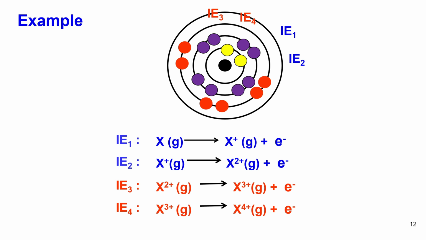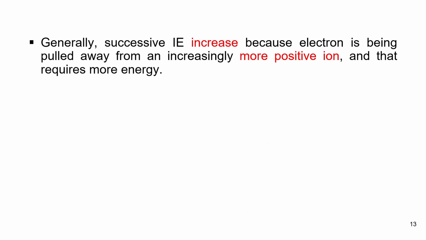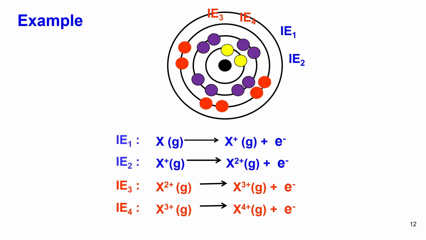Removal of electron. Generally, successive ionization energy increases because an electron is being pulled away from an increasingly more positive ion, and that requires more energy. So the closer it is to the nucleus, the harder it is to remove the electron. You can see here, the nearer to the nucleus, the more difficult to remove this electron, so ionization energy will be higher.